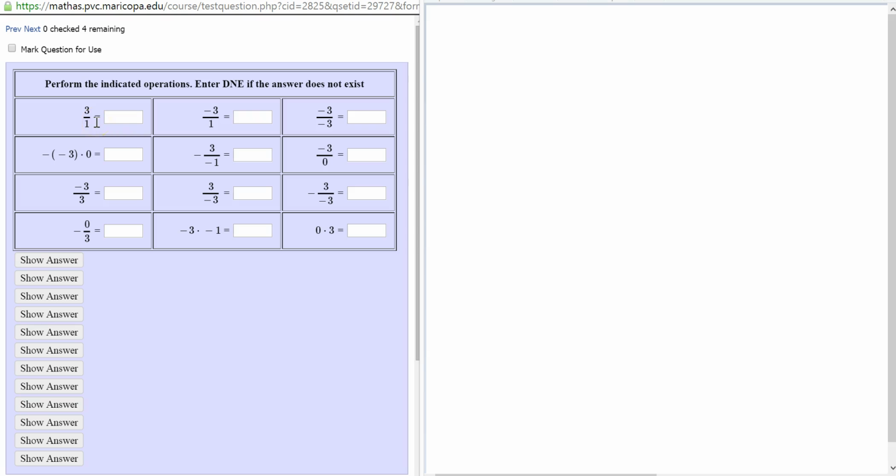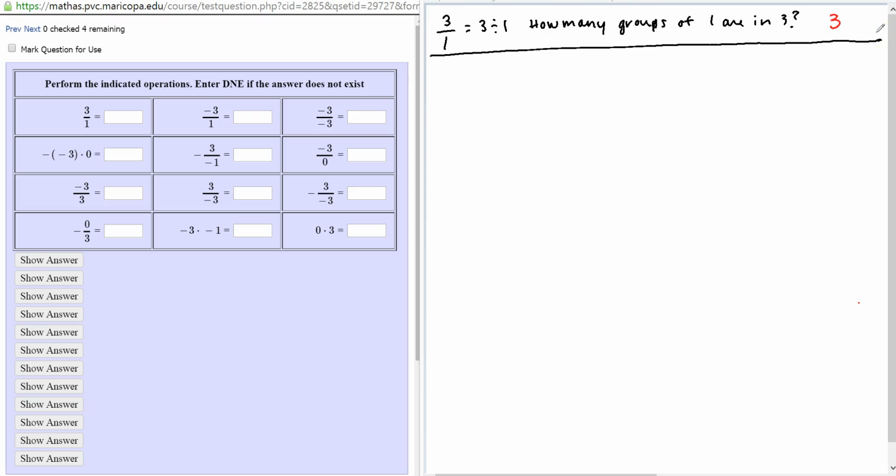So this first problem, we have 3 over 1. And remember, we could think of a fraction as division. So this is equivalent to 3 divided by 1. So in copies of language, or groups, how many groups of 1 are in 3? Well, there's 3 ones in 3, so our result is going to be 3. So 3 divided by 1 is 3. Let's look at the next one.